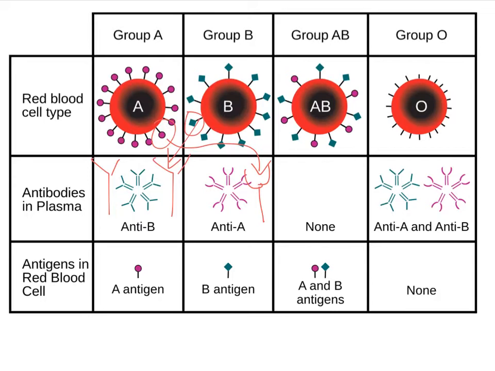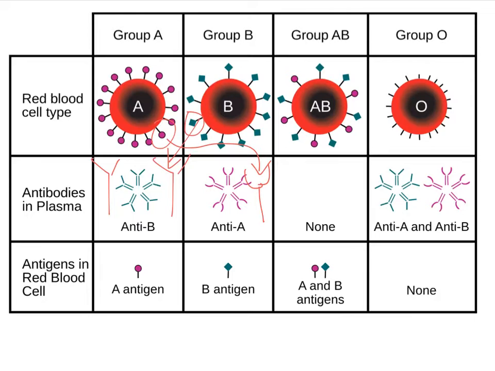Because it contains both, it does not have any antibodies, obviously. It's not going to attack A blood, it's not going to attack B blood. So you just write none. There are no antibodies in blood type AB. And the antigens are both. They have both the circles and the diamonds.